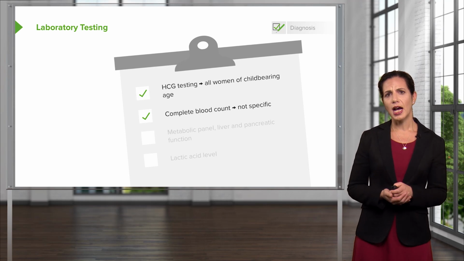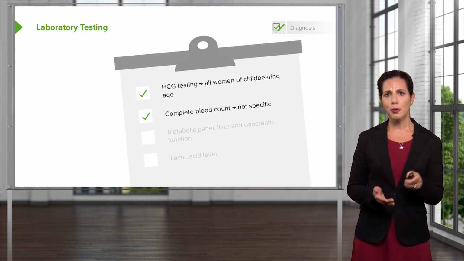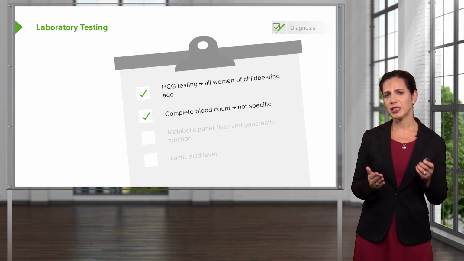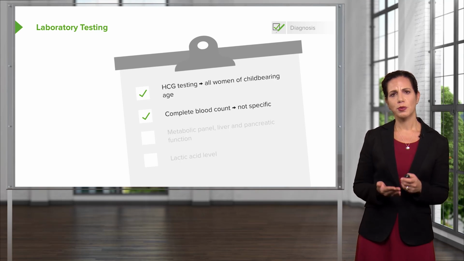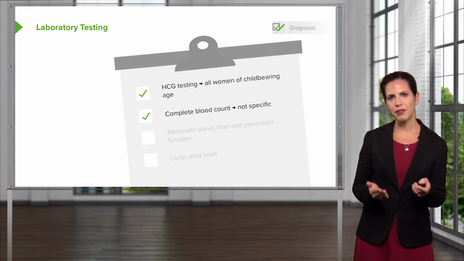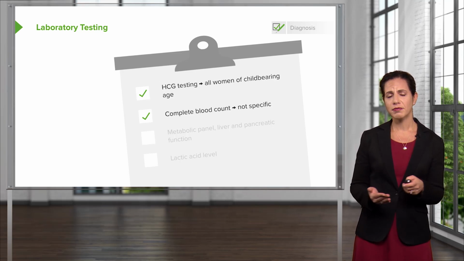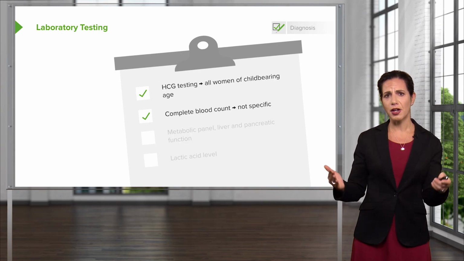A CBC, or a complete blood count, is the next test that's generally sent. It's important to note that this is not a specific test. When we send this test, we're looking at the white blood cell count. A white blood cell count is a non-specific marker of stress on the body. It goes up in times of infection, but it also goes up in lots of other things.